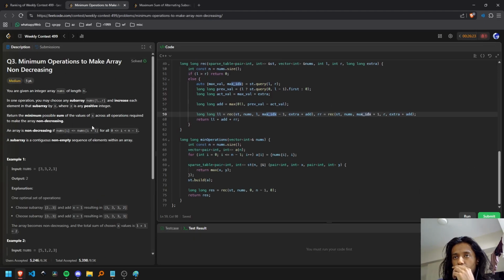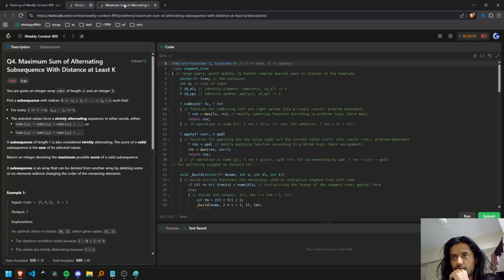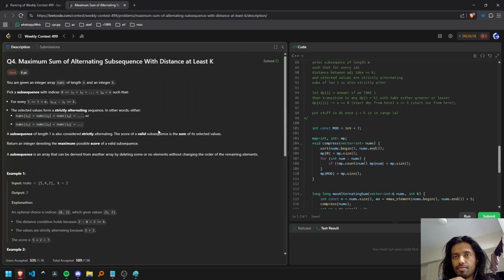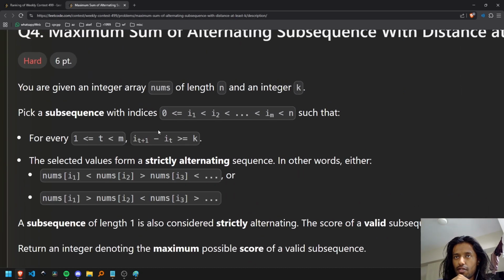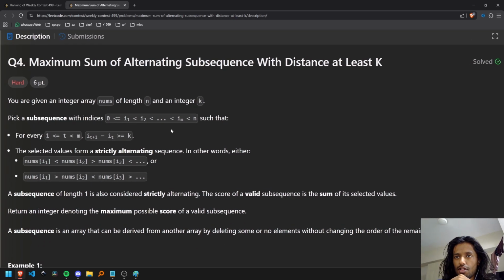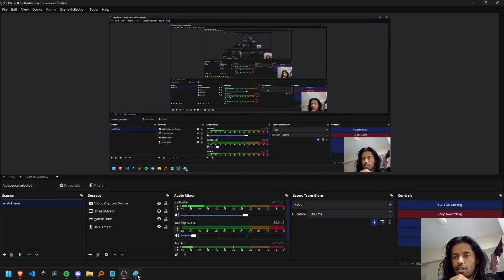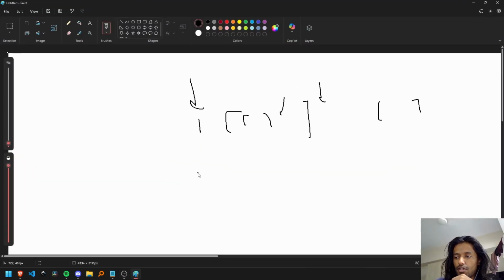So this was my Q3, and this is Q4. Again, this is over-engineered as well for some reason. Like, I'm sure there's a simpler solution, but this was what came to my mind first during the contest.